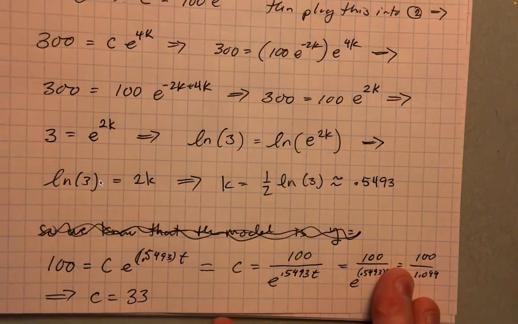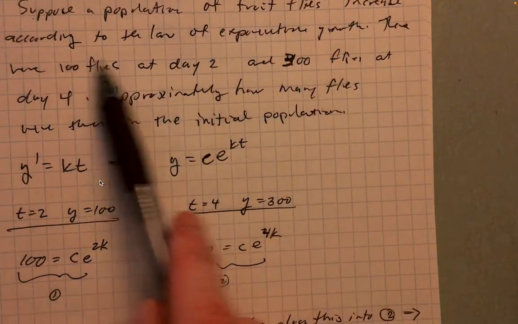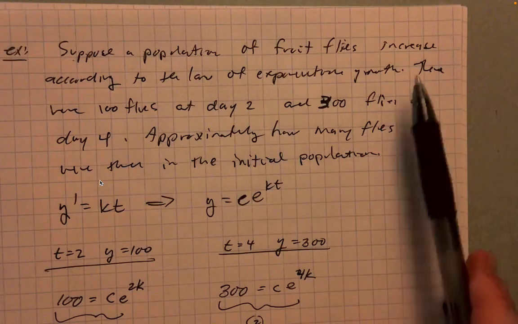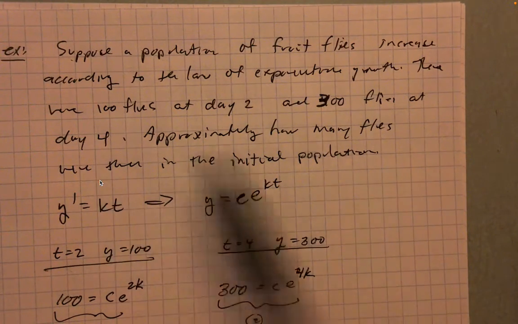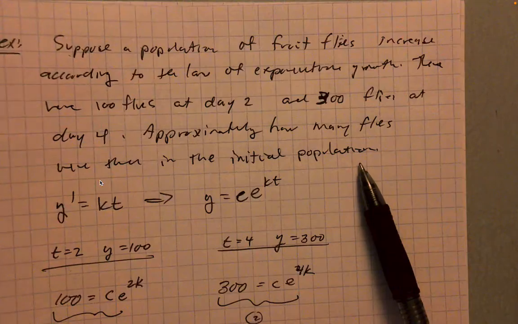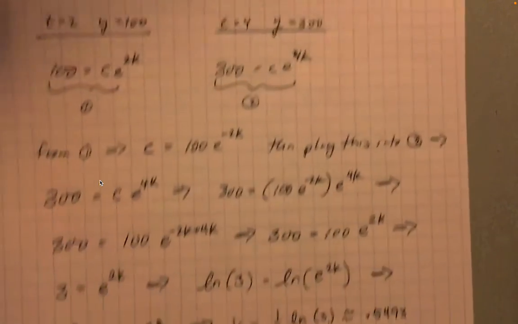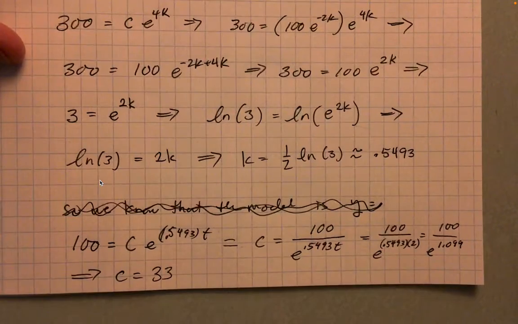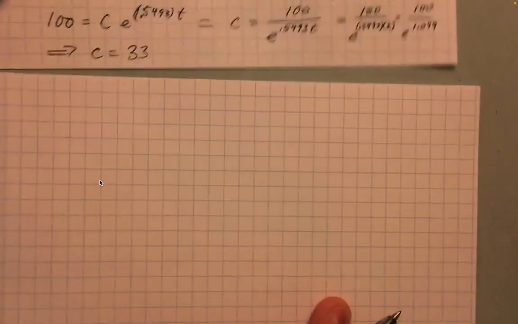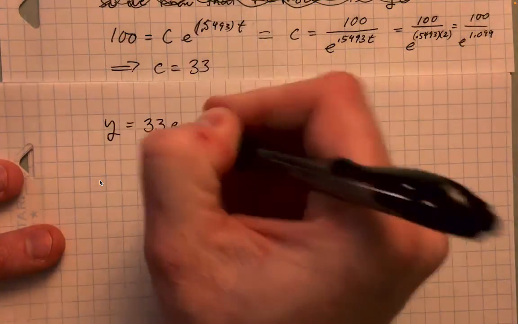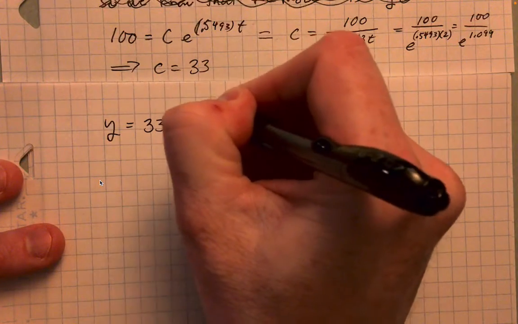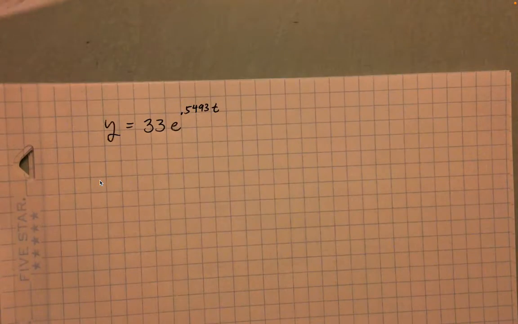Now we know what c is, we can figure out the main question here. Let's remember what the question is. Suppose the population of fruit flies increases according to the law of exponential growth. There were 100 flies at day 2, and there were 300 flies at day 4. How many flies were there in the initial population? Now remember, the initial population is going to be when t is equal to 0. So our model will look like this: y equals 33 e to the 0.5493 times t.